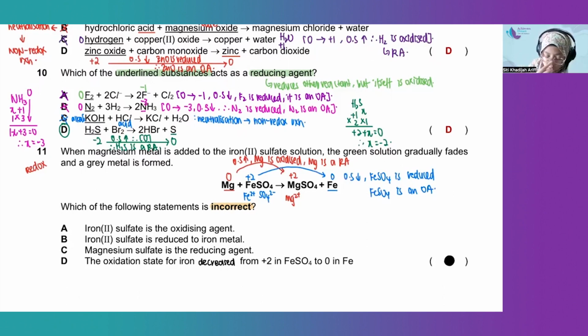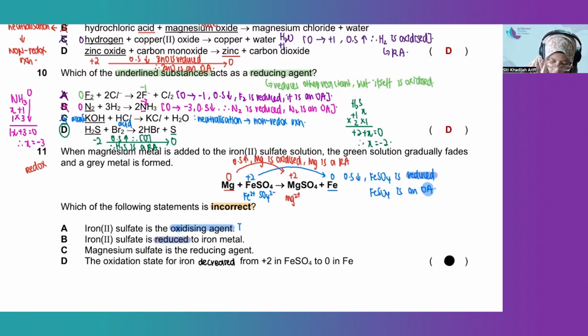Option A: iron(II) sulfate is the oxidizing agent. FeSO4 is the oxidizing agent. We have just established that, so option A is actually a true statement. We move on to option B: iron(II) sulfate is reduced to iron metal. Correct? We have also established that as its oxidation state decreases from +2 to 0, it is reduced. So option B is also true.